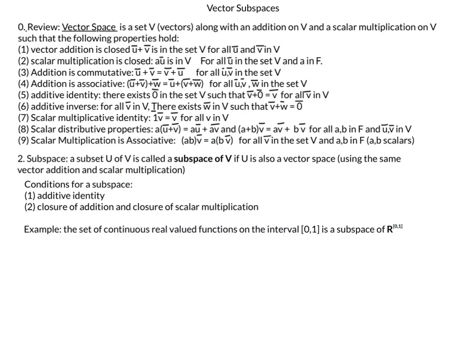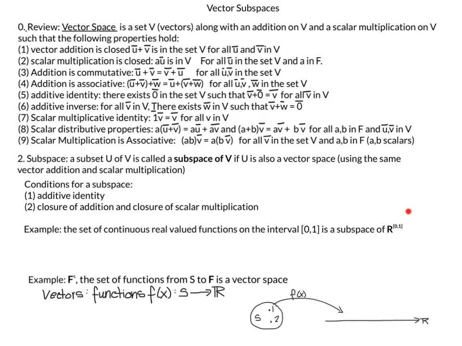Our next example is the set of continuous real-valued functions on the interval 0, 1 is a subspace of R to the 0, 1. The first thing we want to do is figure out this notation, and this notation is from our last video. So remember in our last video, we said that F to the S, where F is a scalar field, so you can consider this the real numbers or the complex numbers, to a set S.